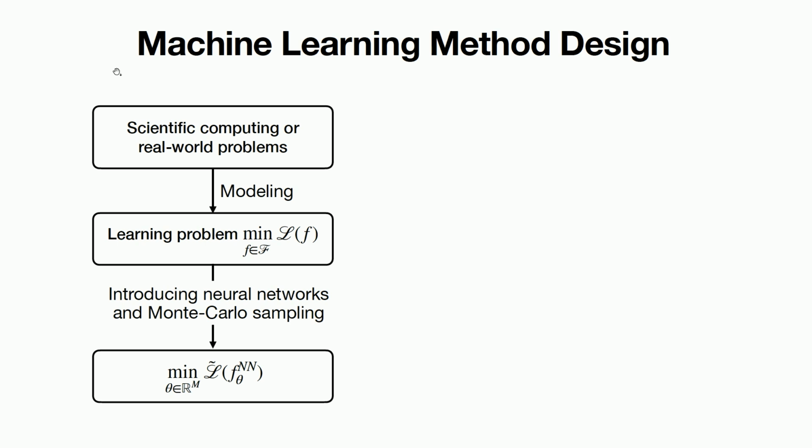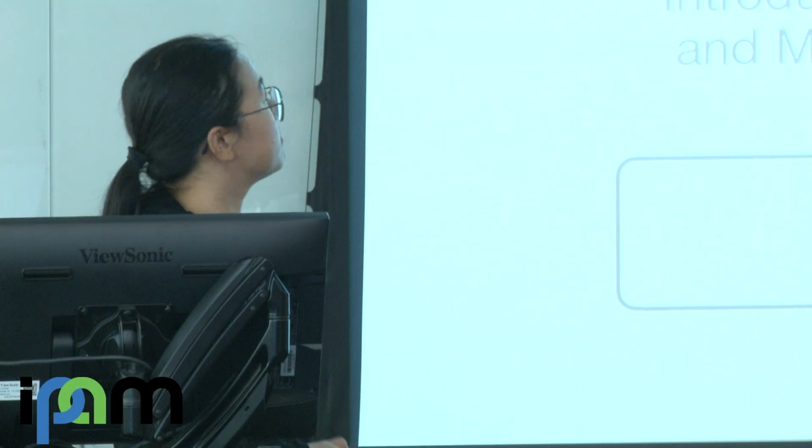And then we get such a minimization problem where you have a function or an operator as the variable, and you design some loss function to minimize. And then we introduce neural networks and Monte Carlo sampling for approximating some integration in the loss function. After this step, you have a minimization problem in a finite dimensional space with the neural network, everything involved. So this is the big framework, how we design neural network methods.